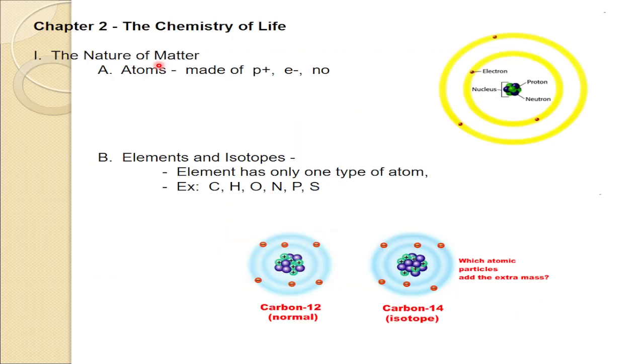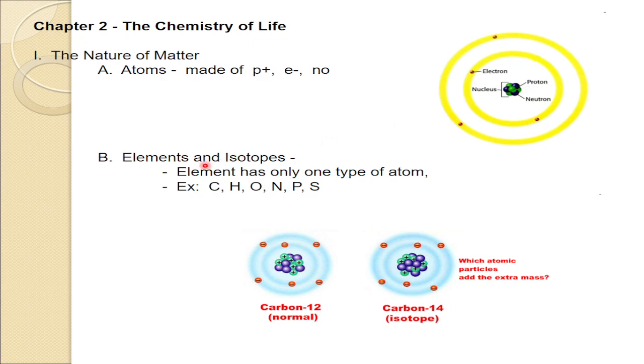So the chemistry of life. All matter is made up of atoms, and these atoms are made up of protons, electrons, and neutrons. So this one is actually a representation, right? But this is not 100% accurate, because electrons are nowadays considered to be found in electron clouds. The center of the atom is where we can find the nucleus, which consists of the protons and neutrons.